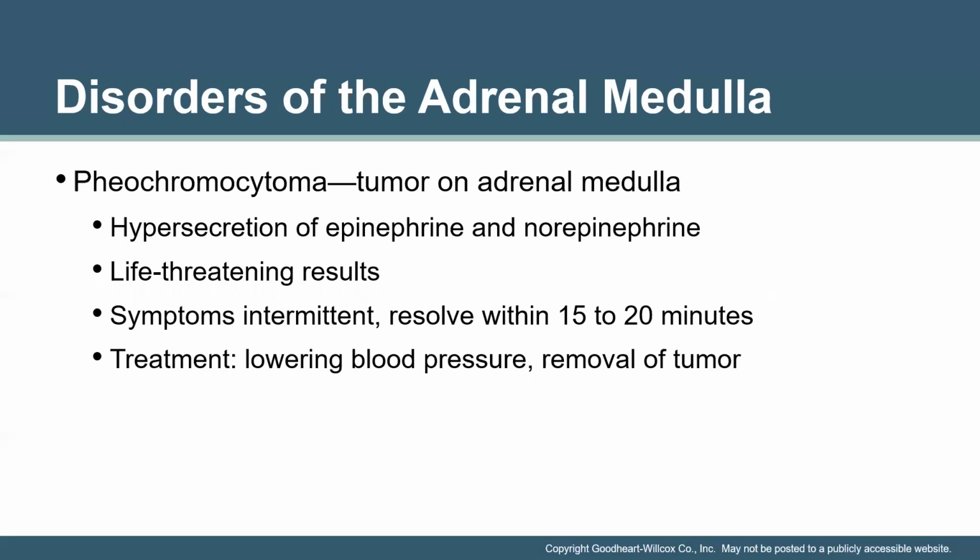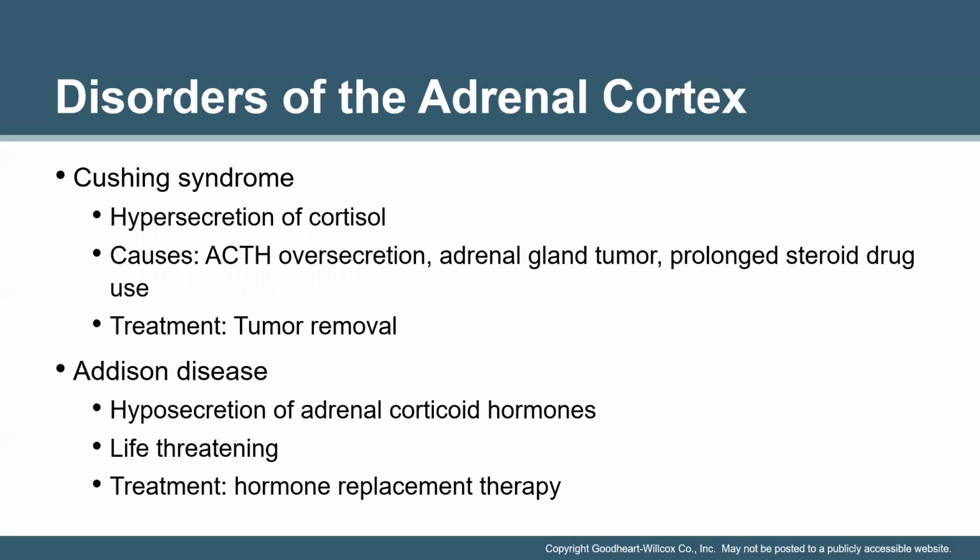The symptoms can be intermittent. They can resolve within 15 or 20 minutes. So immediate treatments may be that we need to bring that blood pressure down and then potentially removal of the tumor. Now, if you have a disorder of the adrenal cortex, Cushing syndrome, we're hypersecreting cortisol.